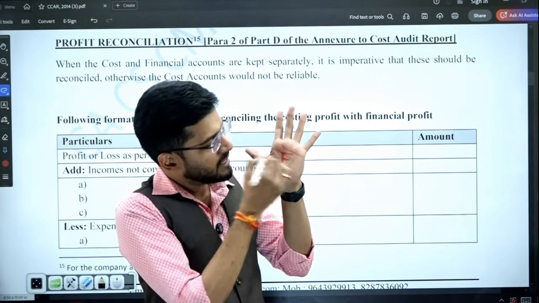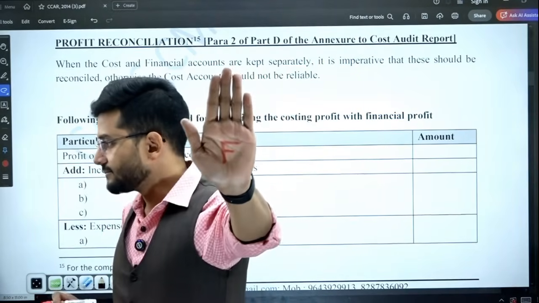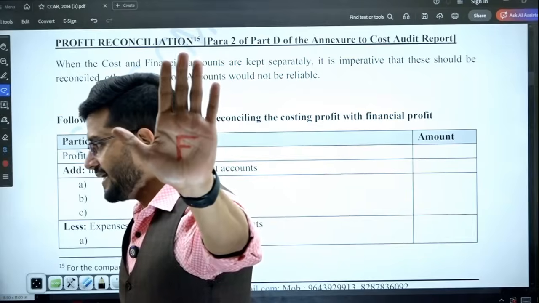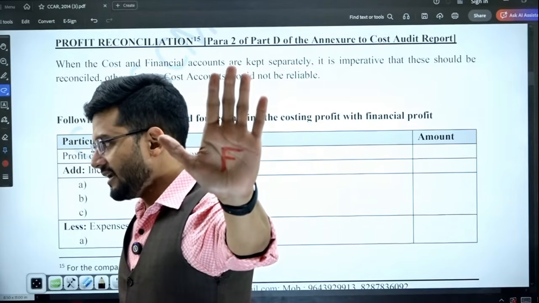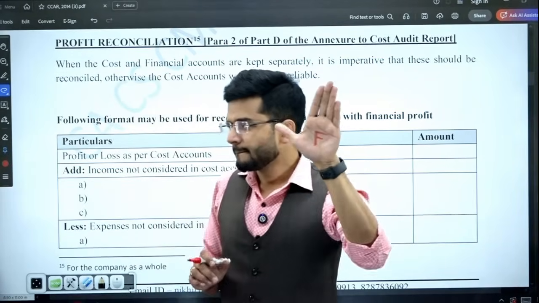In one of the hands please write F. Like this, write F in one of the hands. Any one of the hands, either left or right. You write F in one of the hands, okay?